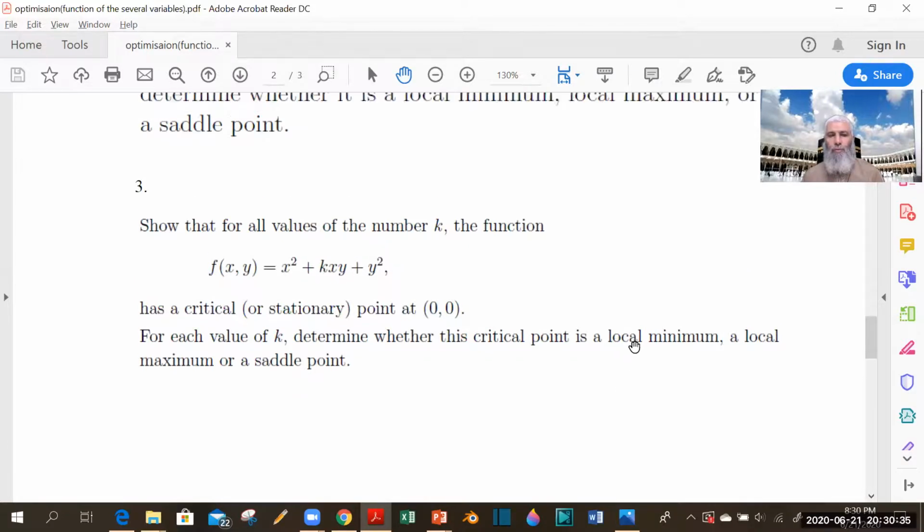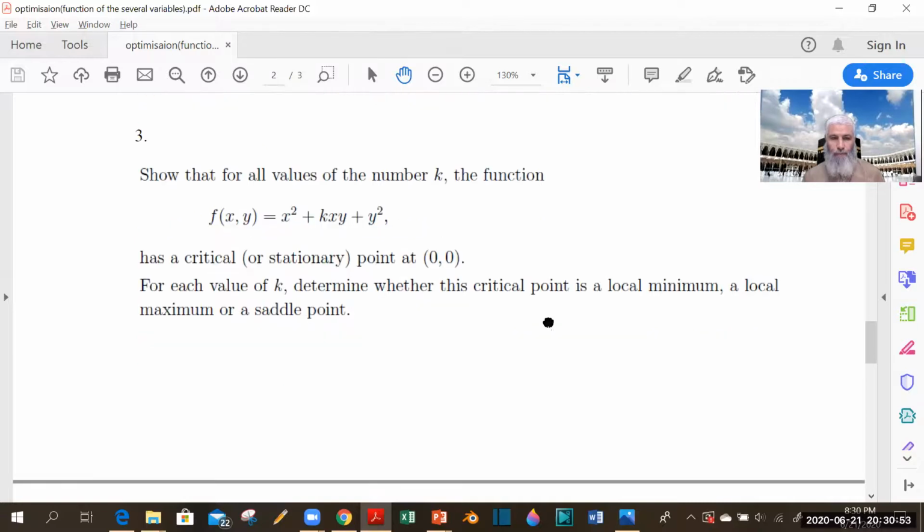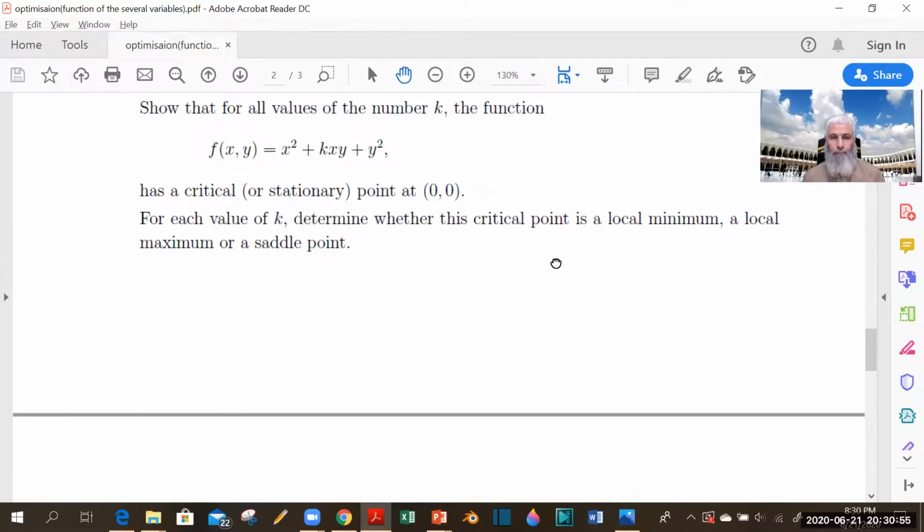For all values of the number k, the function has a critical or stationary point at 0, 0. For each value of k, determine whether this critical point is a local minimum, local maximum, or saddle point. We can try to do this. What do you think?